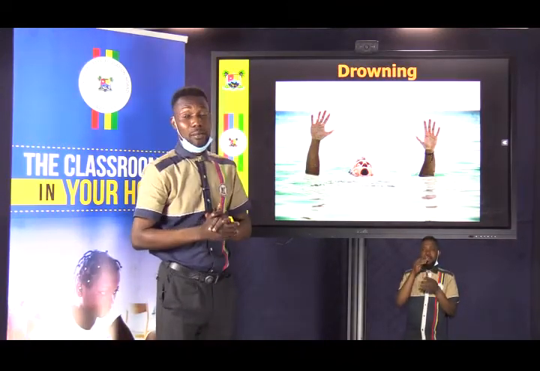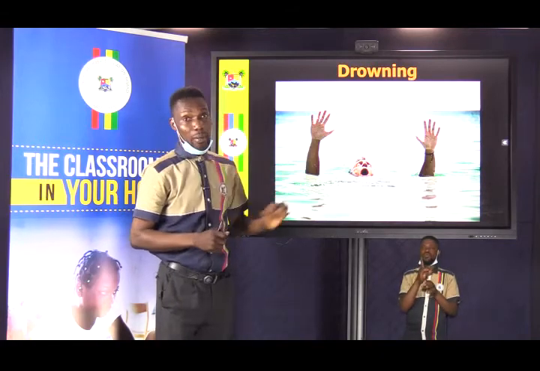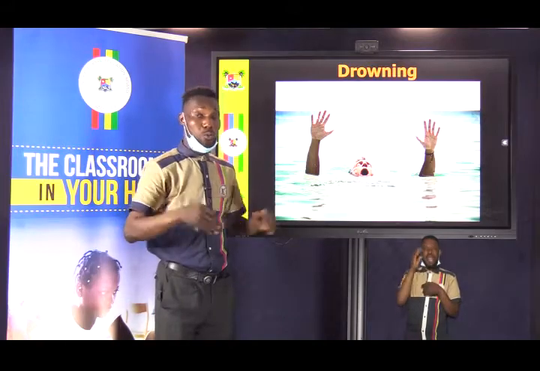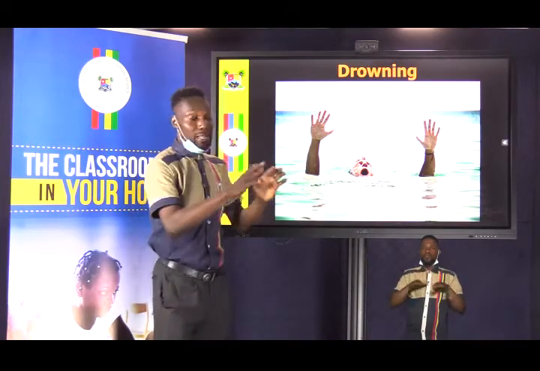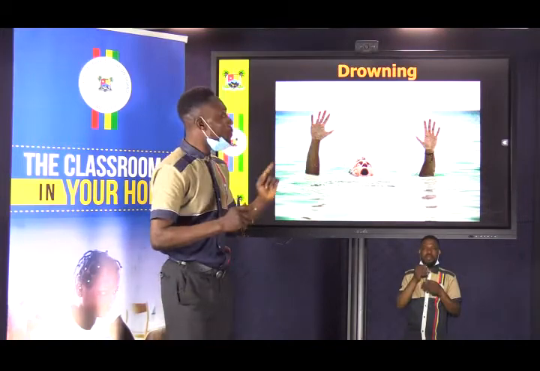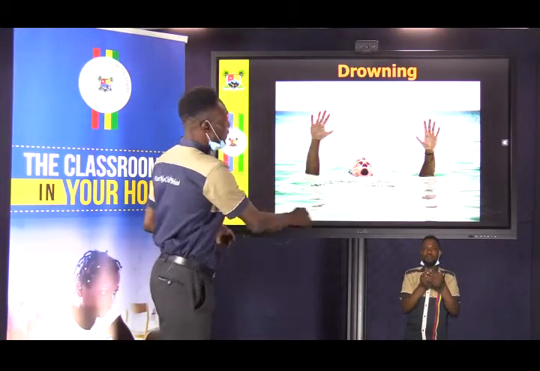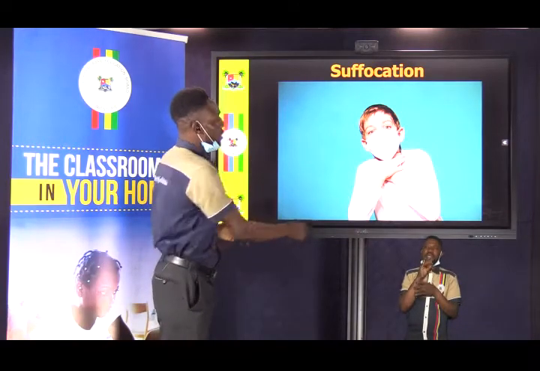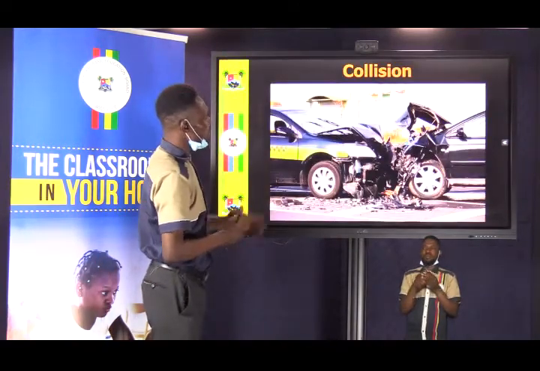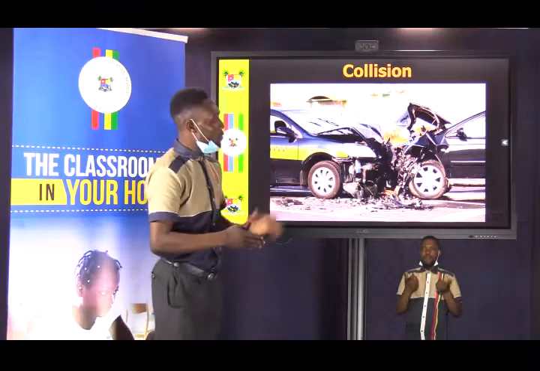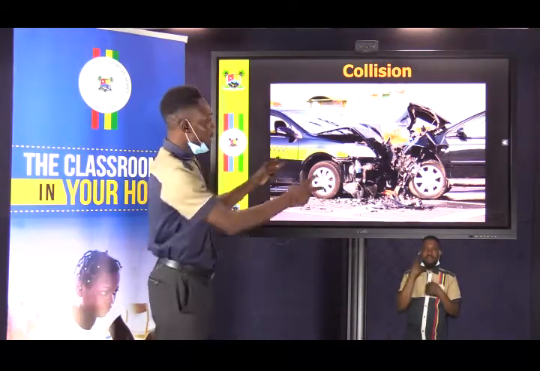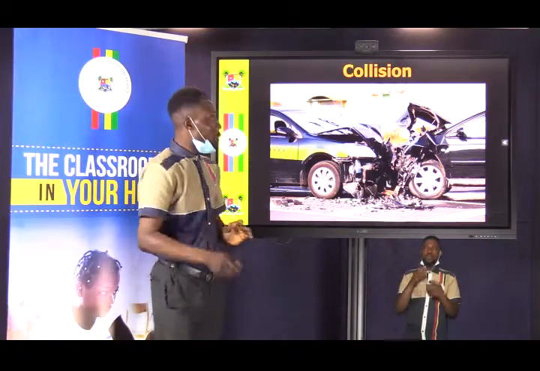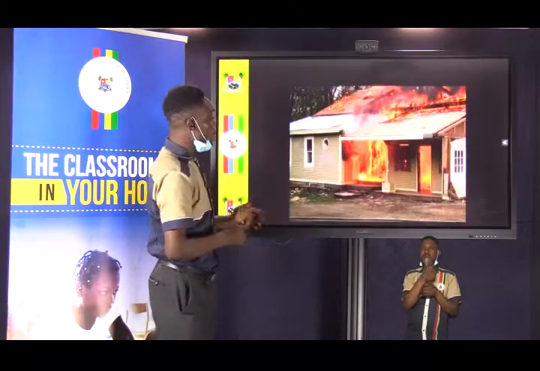That's why it's advisable that you do not swim in any pool if you don't have the experience of how to swim, or if you don't have adults guiding you in any swimming pool, so you don't move close. So drowning is one of the common accidents we know. Suffocation is another example. Next one is collision. I know some of you have seen this on the road where two vehicles collided together. So collision is another common example of accident.